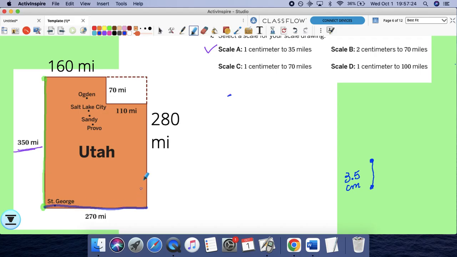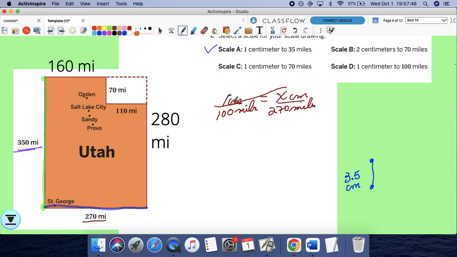Change it to different colors. Right, let's do 270 miles. What does 270 miles become using the scale of 1 centimeter to 100 miles? So again, 1 centimeter, 100 miles. On the other side, centimeters and miles, right? We're trying to find out what 270 miles is in centimeters, right? How many centimeters?